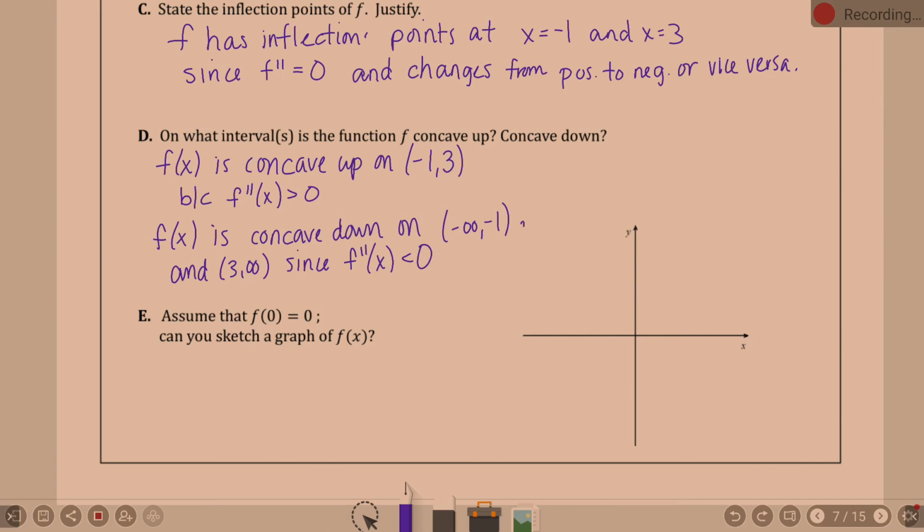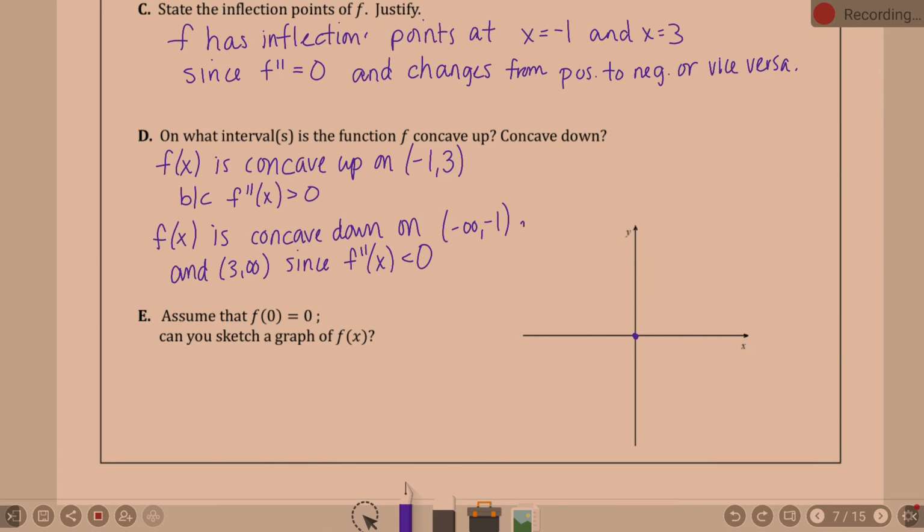Okay, guys. Part E leads us into one of the next 2 lessons. I think our next lesson is curve sketching. Can you sketch the graph based on the information provided? And officially the answer is yes. You just have to put it all together. Now it does say assume that f of 0 is 0, so that's just saying there is an ordered pair at 0, 0, yes? What else did we talk about?